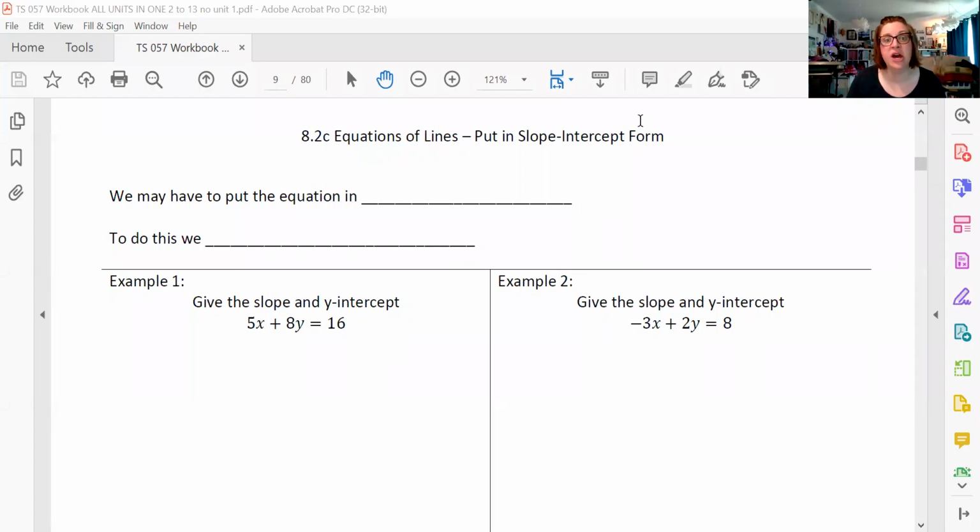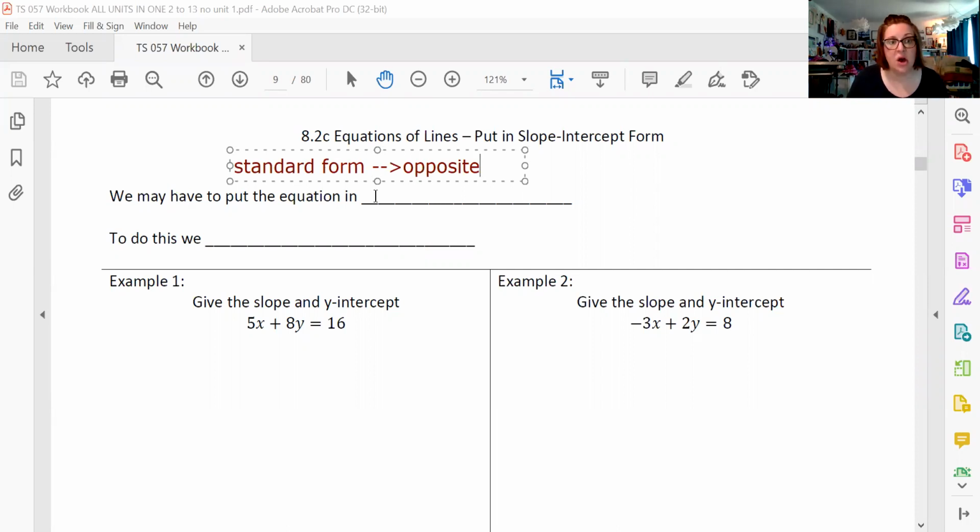8.2c, equations of lines put in slope-intercept form. So again, we're playing around with that y equals mx plus b thing, and we're not sort of using it straight on. In fact, in this one, they're going to give us the equation, not in y equals mx plus b. They're going to give it to us in standard form, which is the opposite of what we need.